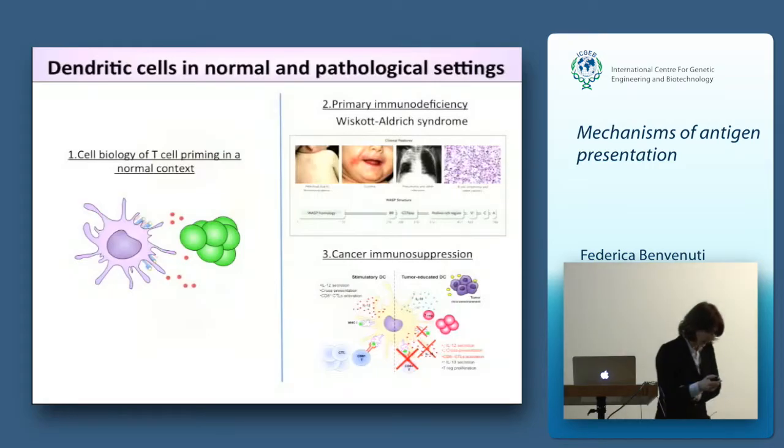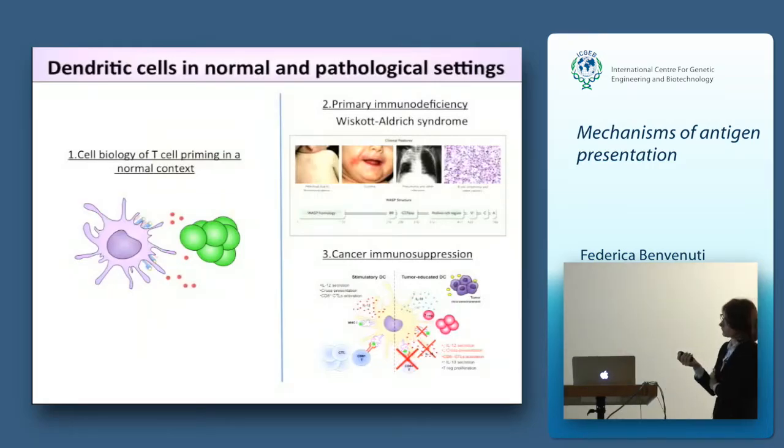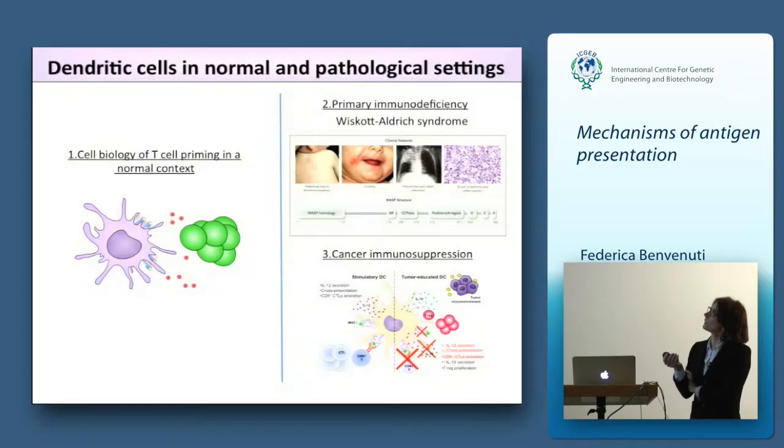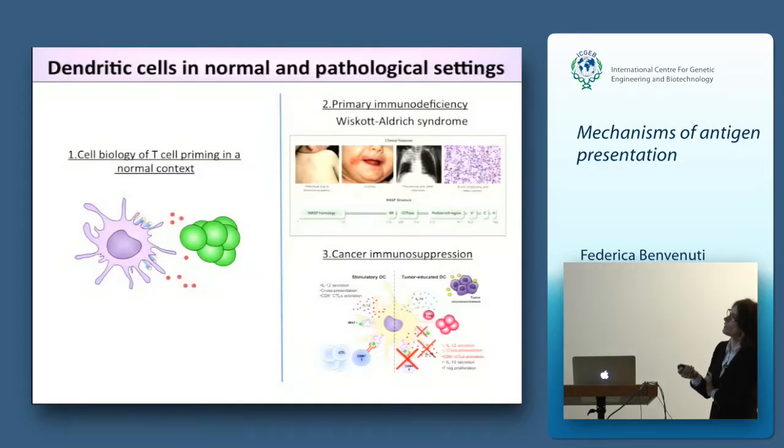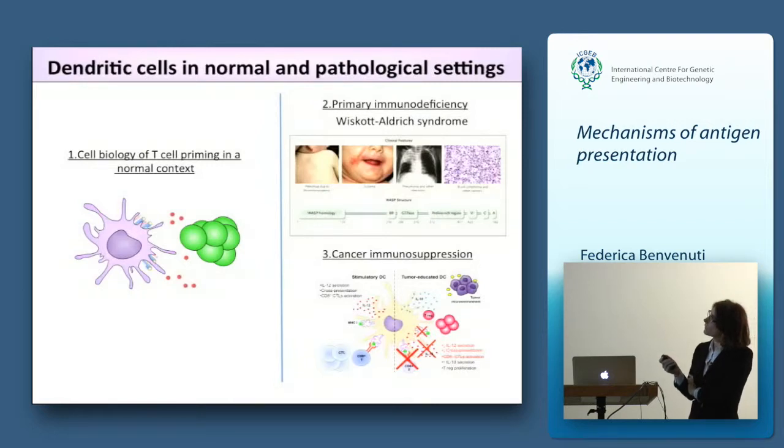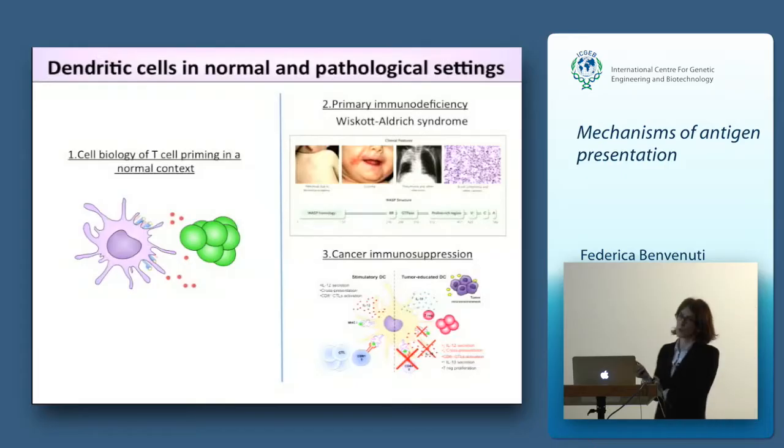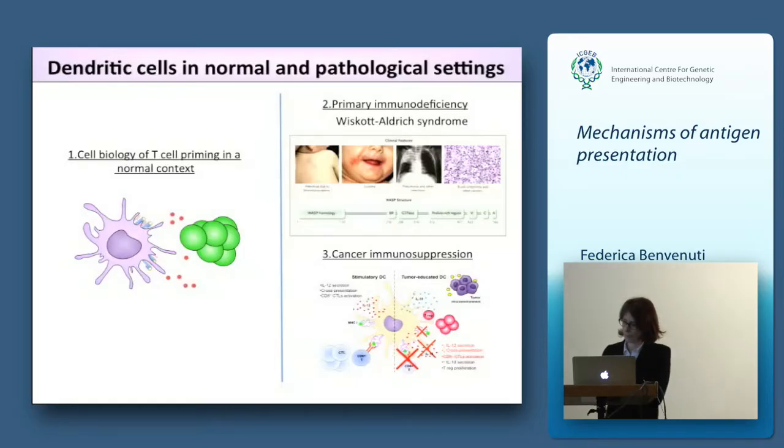So in my lab, we are studying dendritic cells in what I like to summarize in three different situations. The first one is trying to understand the really basic cell biology of T-cell priming. And the second and the third are to study dendritic cells functions in 2 pathological contexts. One is a primary immunodeficiency, and the third is what happens to dendritic cells during cancer immunosuppression.